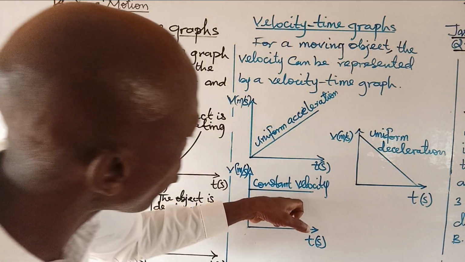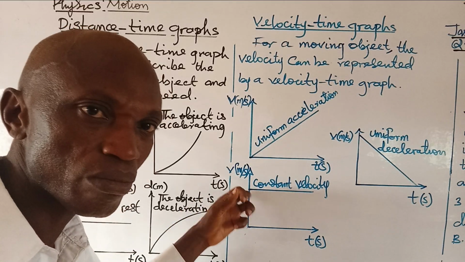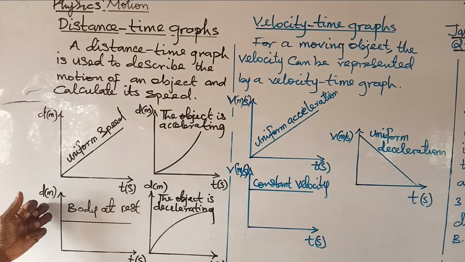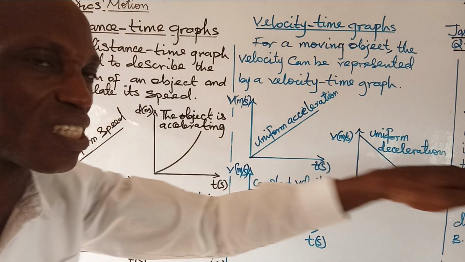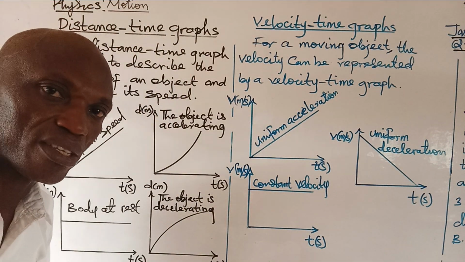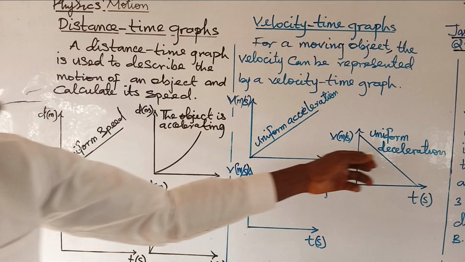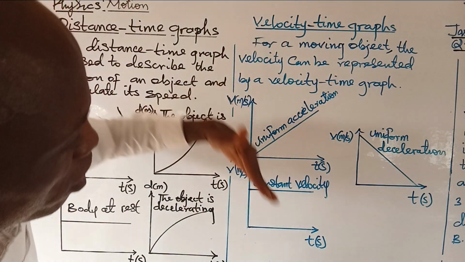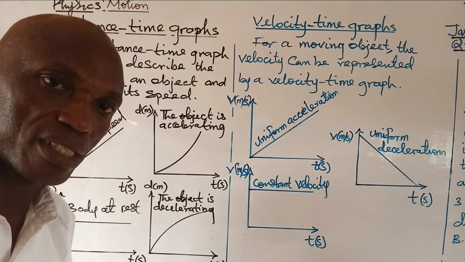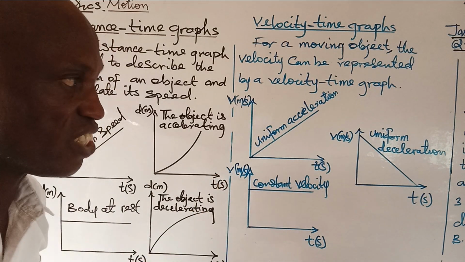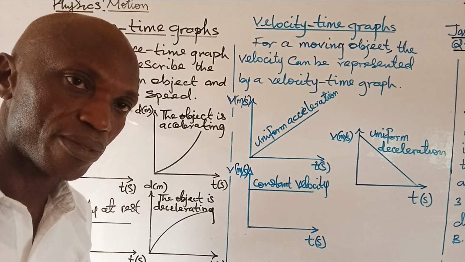Look at it. Compare what is here with what is here. The most important is to check the axis. Here, when we have a body at rest, it is distance against time. Here, we can see for this straight line, it shows constant velocity. Here is uniform retardation. You can see the slope is downward. What is now left for us to do is to engage in past questions. Let's continue with that.